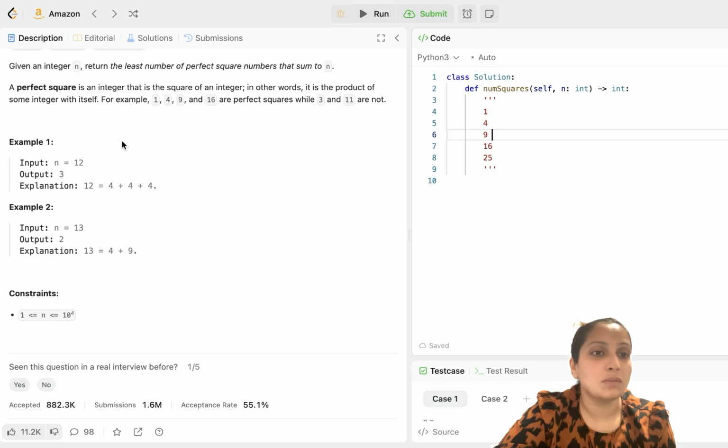The better solution would be to not start with the highest perfect square which is less than 12. Instead, find the requisite perfect square. So instead of starting with 9, you start with 4 or you start with 1. If you start with 4, then 12 minus 4 is 8. So you need perfect squares that sum up to 8, which is 4 plus 4, right? So you need 3 perfect squares, 4 plus 4 plus 4, that sum to 12.